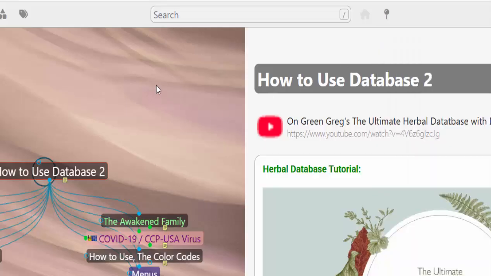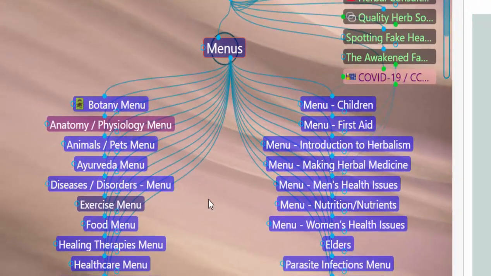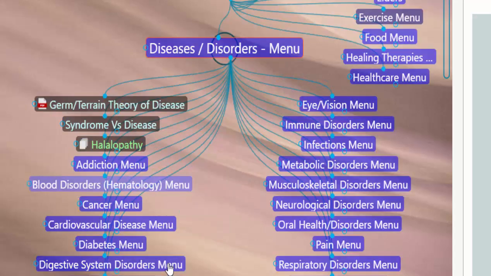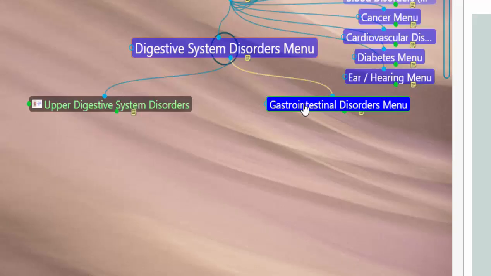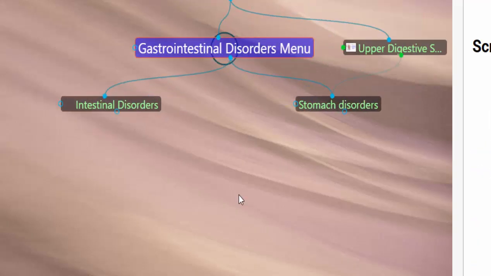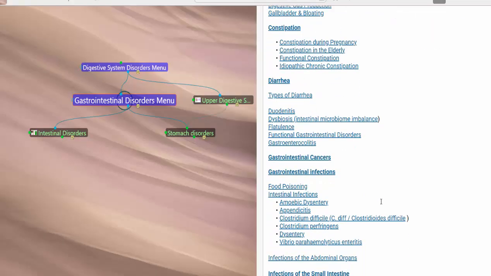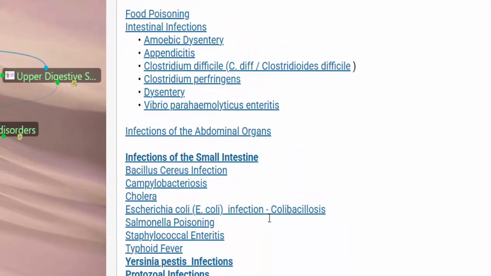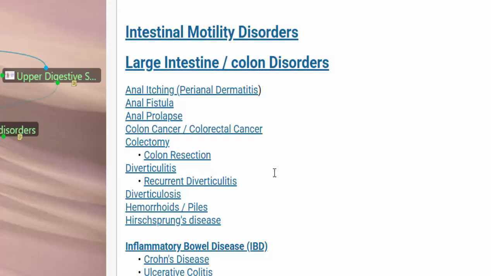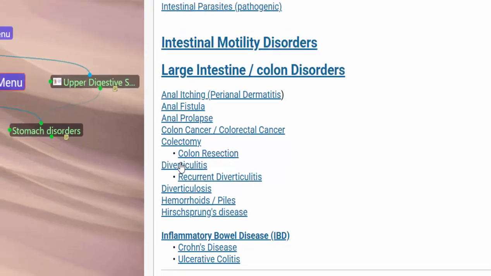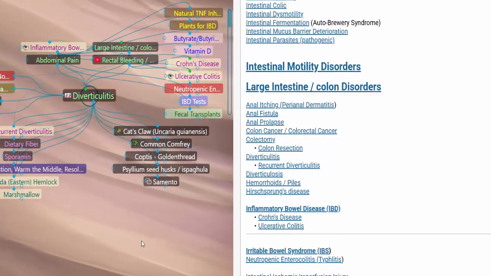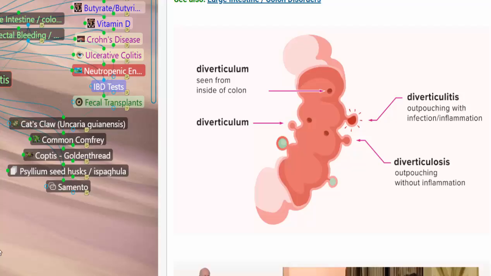go to menus, diseases and disorders, digestive system, gastrointestinal disorders, and we will scroll down to large intestine or colon disorders, and there it is. So let's click on it. So first of all, let's start with what it is.